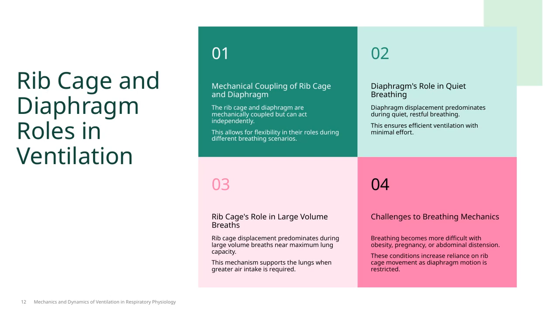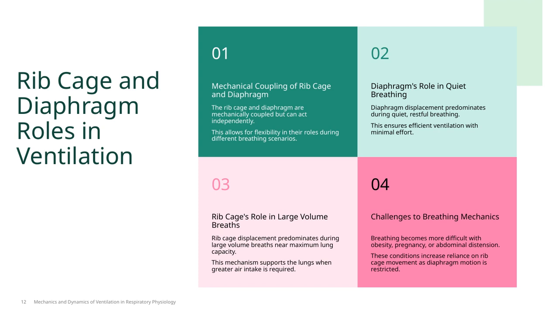Let's talk about the mechanical coupling of the rib cage and diaphragm. They are physically connected, but interestingly, they can also act independently. This independence provides a lot of flexibility, allowing each to adapt to different breathing scenarios. Now, when we take large volume breaths, especially near maximum lung capacity, the movement of the rib cage becomes the dominant factor. This helps support the lungs and allows us to intake more air when needed.